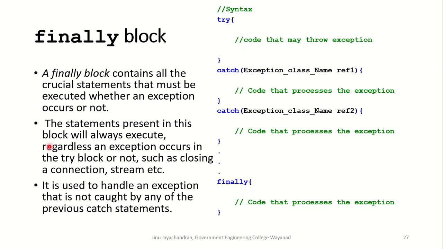The statements present in this block will always execute regardless of whether an exception occurs in the try block or not, such as closing a connection stream, etc. It is used to handle an exception that is not caught by any of the previous catch statements. For example, you might have written many catch statements, but the try block throws an exception which is not present in any of these catches. If that occurs, then it will execute the finally block.